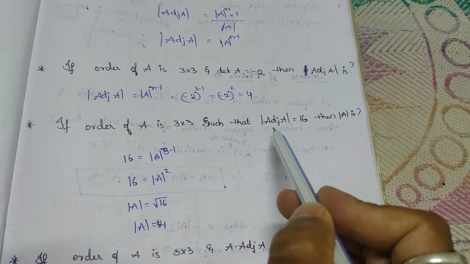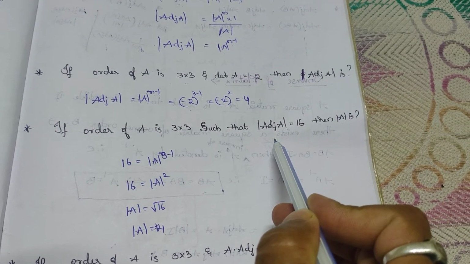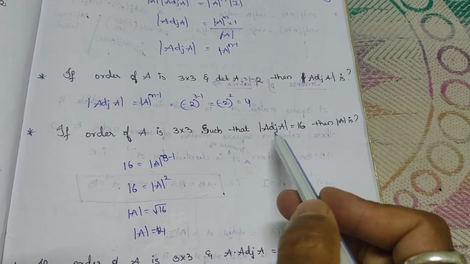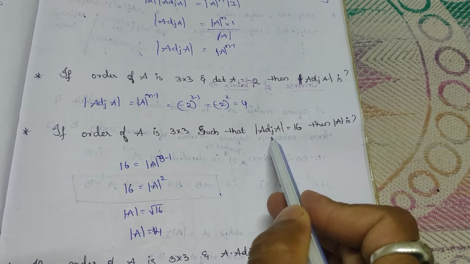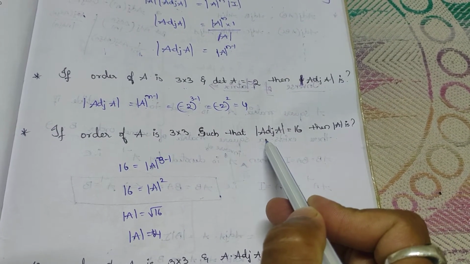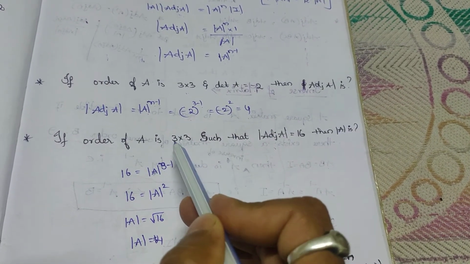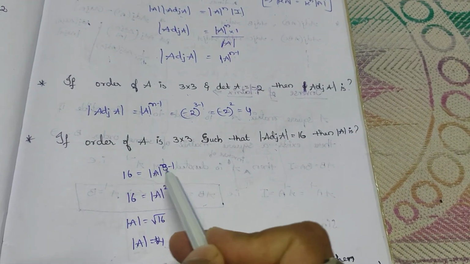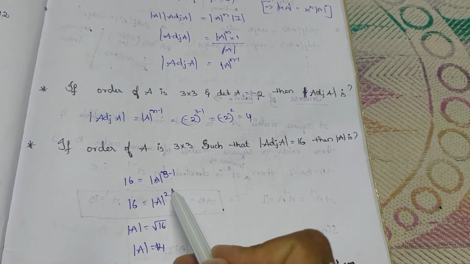See here, we know that determinant of adjoint of A is equal to det A whole power n minus 1. That means 16 is equal to, if you write a determinant of adjoint of A, so we want in terms of det A. So this determinant of adjoint of A you can write as det A whole power n minus 1. That means det A whole power 3 minus 1, because n is equal to 3. So det A whole power 3 minus 1 is equal to 16. So 16 is equal to det A whole square.